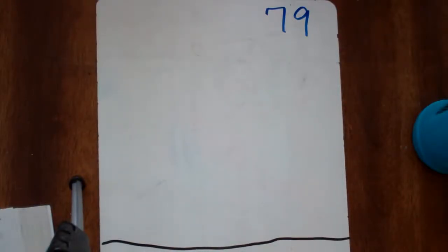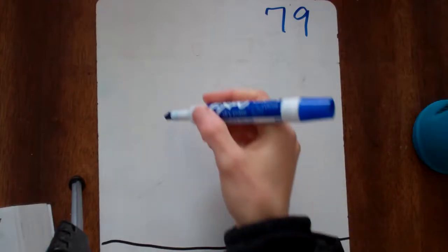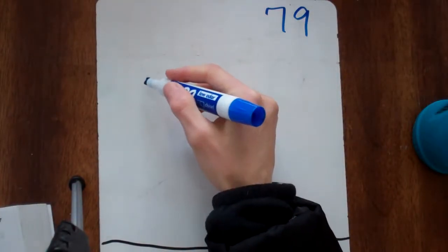Okay, with lesson 79, we're going to be finding equivalent fractions by multiplying by 1. That's the name of it, and I'm going to explain to you what that means. Let's talk about something we've done in class before.